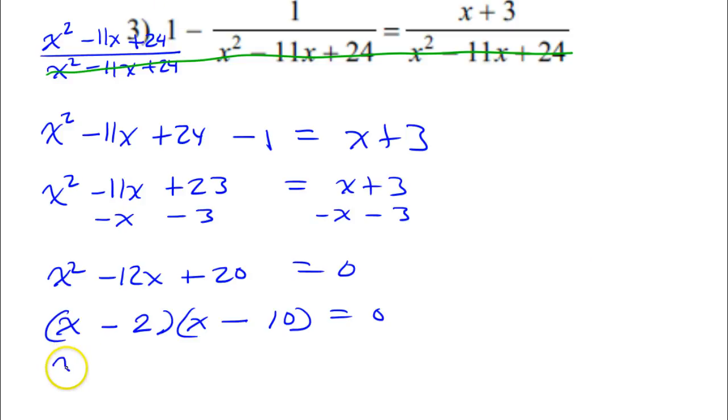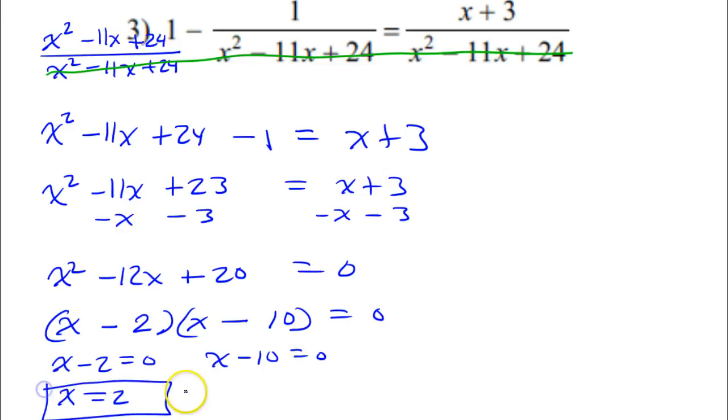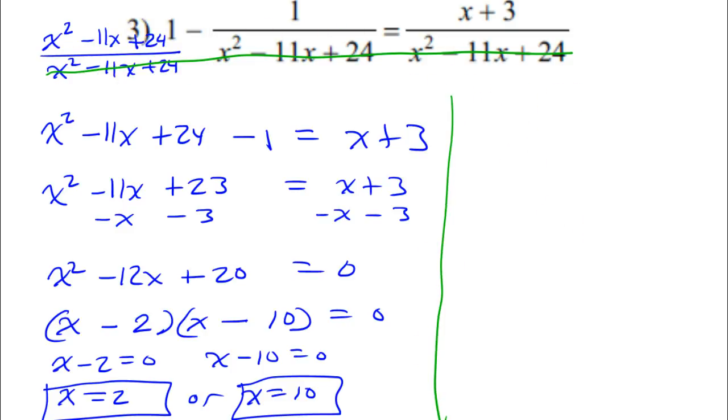Alright, setting these factors equal to 0 will get me my solutions. So I have x equals 2 or x equals 10. So now I just need to double check and make sure that none of these are excluded. So I am going to go back. My only denominator was this x squared minus 11x plus 24. So I am going to go back and just factor that guy, and so I can get my excluded values.